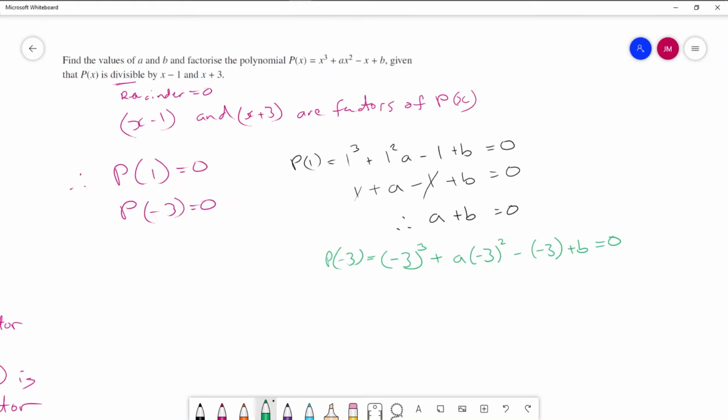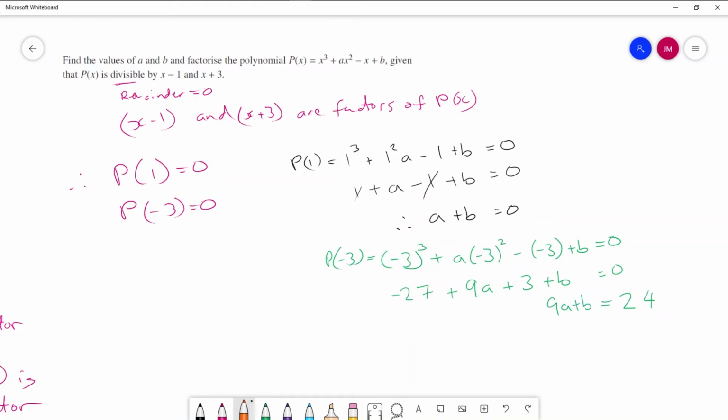Negative 3 cubed would be negative 27 plus negative 3 squared is positive 9, so 9a. Subtract negatives, so it's plus 3 plus b equals 0. Just be careful with positives and negatives there. Now let's tidy this up. Minus the 27 to the other side, give me 27 there. And then I'm going to minus a 3, so give me 24. And I'm left with 9a plus b equals 24.